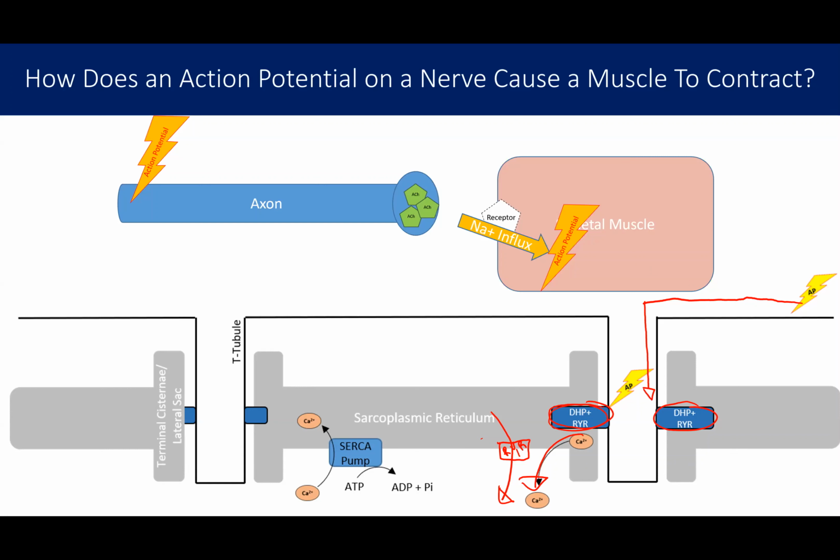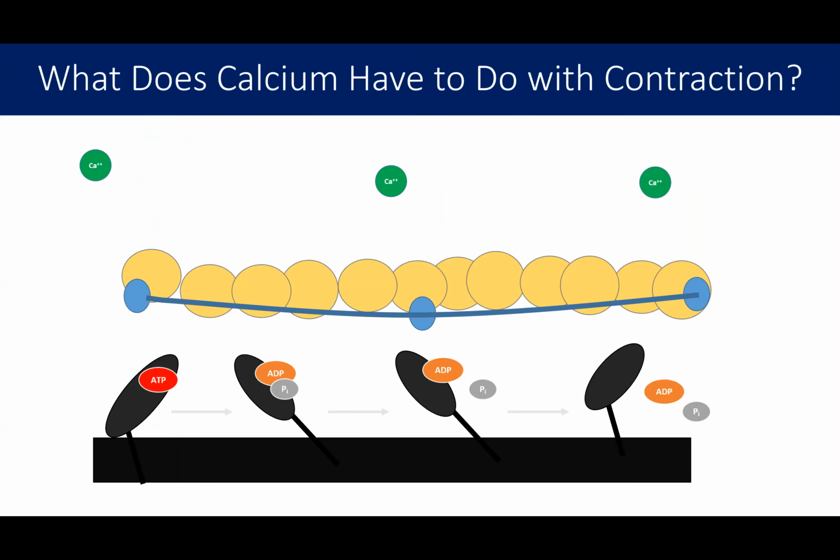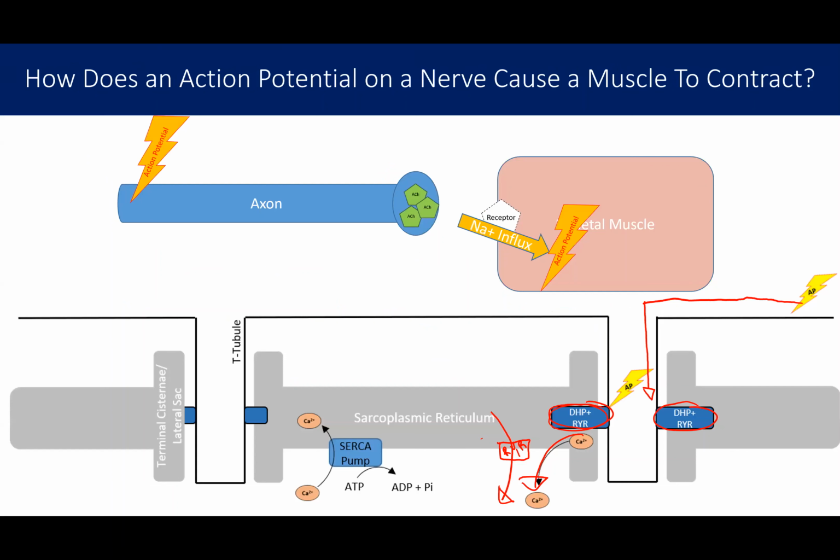So then there's a question, where does the calcium interact with actin and myosin? That's what comes next. How does calcium actually cause a contraction? I'd already shown you this kind of deal. Let me go back.